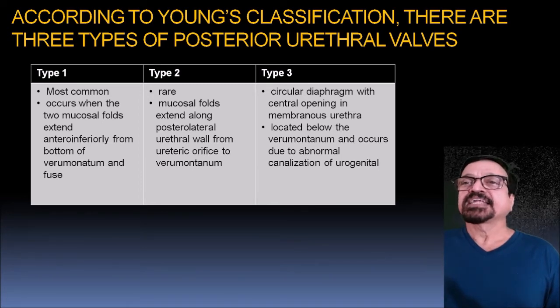Type 2 is rare, where mucosal folds extend along the posterior lateral urethral wall from the ureteric orifice to the verumontanum. And type 3 is a circular diaphragm with a central opening in the membranous urethra, located below the verumontanum, and occurs due to abnormal canalization of the urogenital sinus.